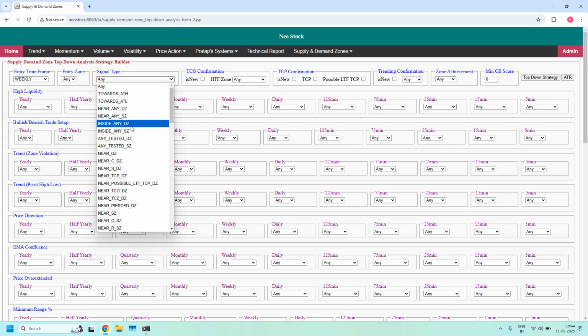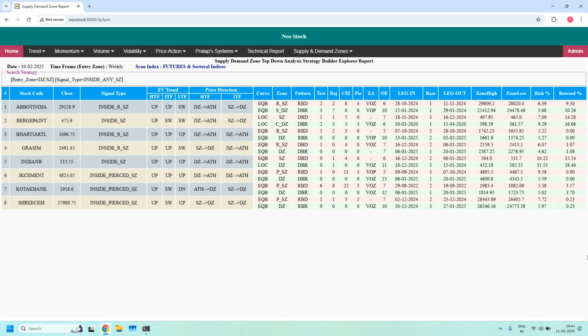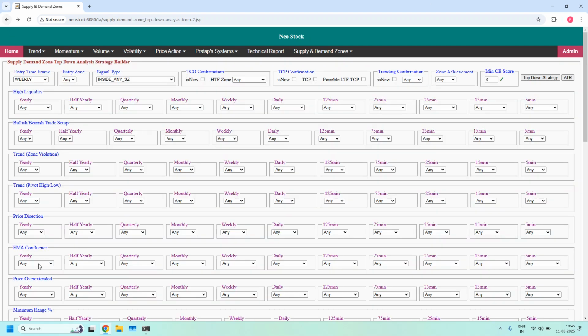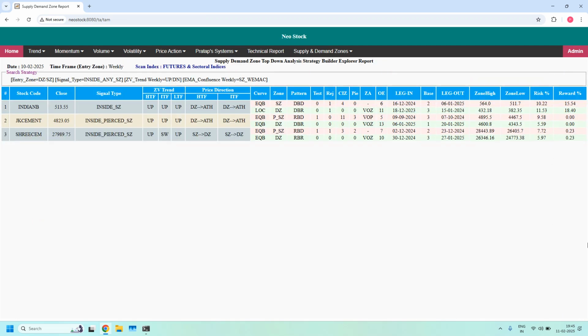Price closed inside the weekly supply zone. We got 8 stocks. Out of these 8, how many weekly supply zones are having weekly EMA Confluence? Let us verify. In the EMA Confluence weekly time frame, setting the filter weekly supply zone with weekly EMA Confluence. Trend on the weekly should be up or down. With these filters, we got 3 stocks. These 3 weekly supply zones are having weekly EMA Confluence. So this is about weekly time frame.